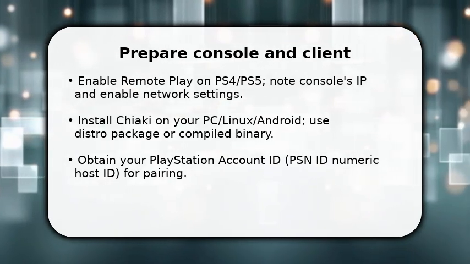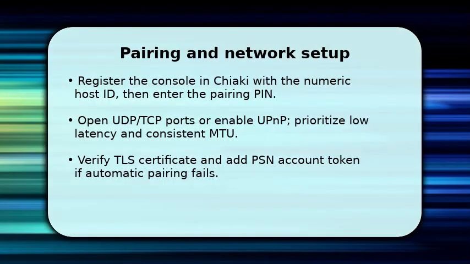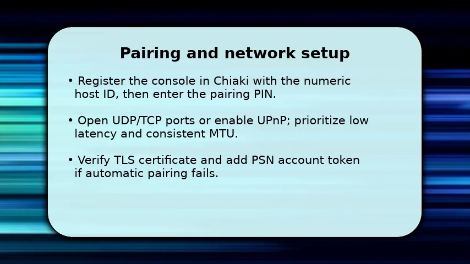Now you pair and configure networking. Launch Chiaki and add a new host using the console numeric ID, then request the pairing PIN on the PlayStation and enter it when prompted. Once paired, confirm NAT traversal works. Enable UPnP or configure port forwarding for the UDP streaming port to reduce drops.